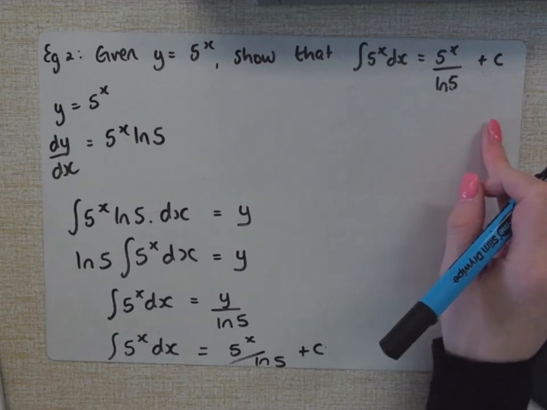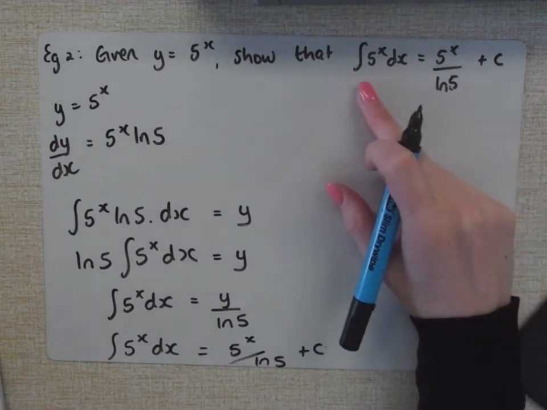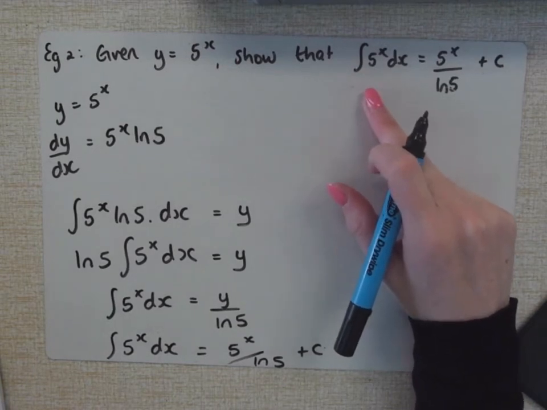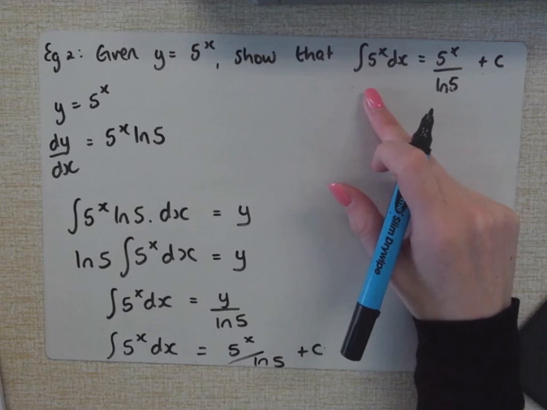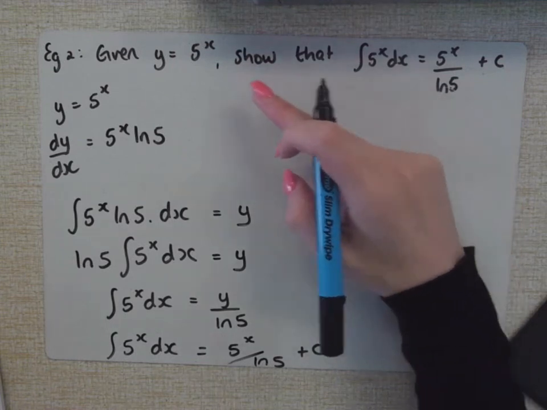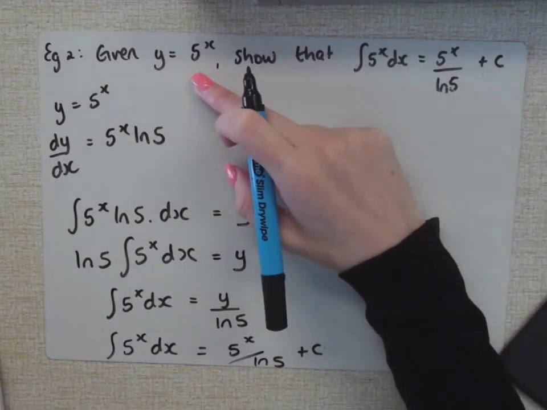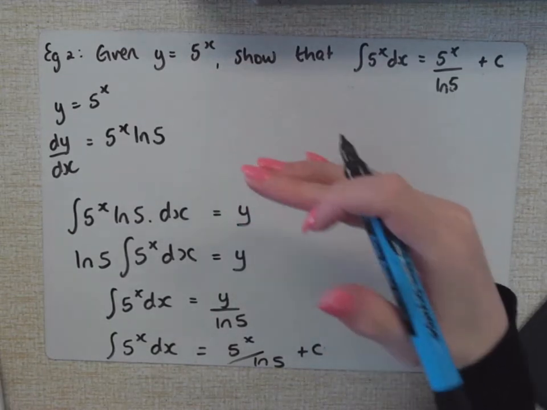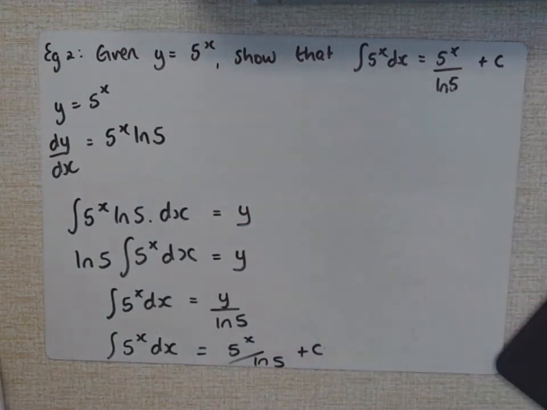It is a roundabout way because we just know how to integrate 5 to the power of x. But it does often help us to, if we're given the function, we differentiate it, and then we can use that derivative, integrate it, to get back to the function. Okay, it's kind of working backwards and forwards.